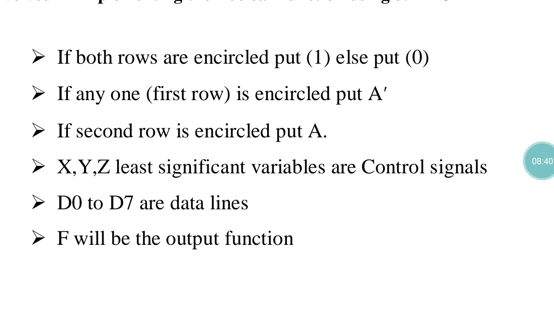One is the input, output and control lines. In our given problem, the input starts from D0 and ends with D7. It has 8 input lines, and F is the output function. X, Y, Z are represented as the 3 control lines. So we have 2 to the power of 3 data lines, and in this particular MUX, we need 3 control lines, named X, Y, Z.